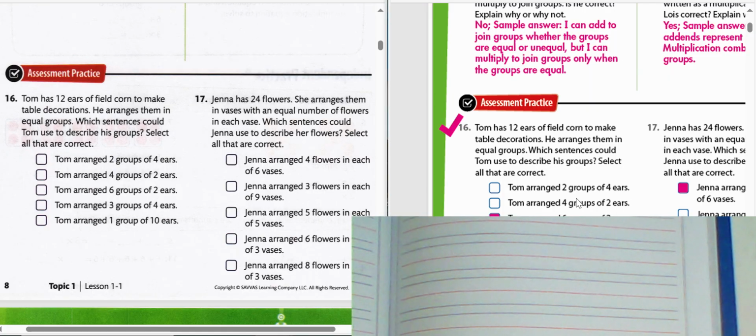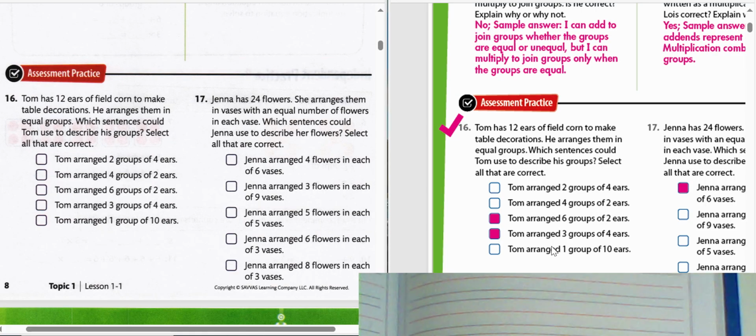No. 2 times 4 equals 8. No, we have 12 ears. 12 may be 3 times 4 or 2 times 6, because the total number was 12. And 4 groups of 2 ears? No, because 4 times 2 equals 8. 4 plus 4 is 8, still not the answer.